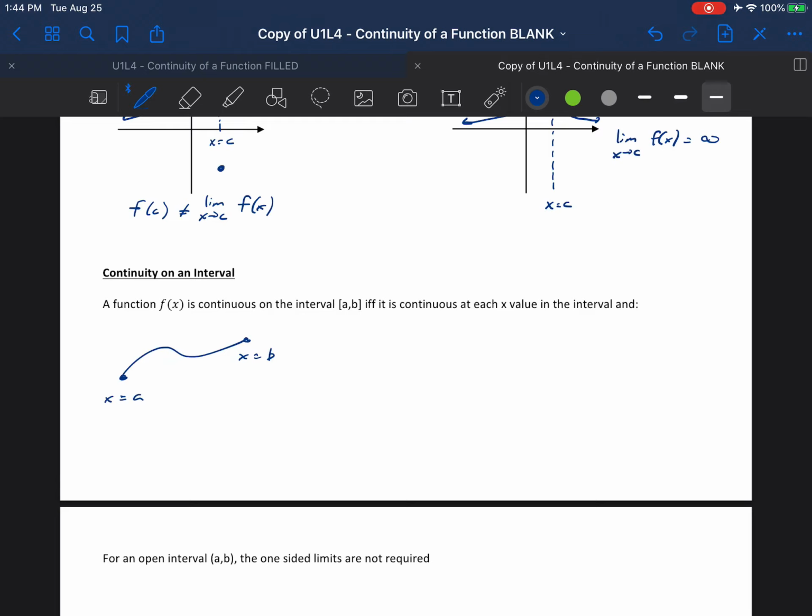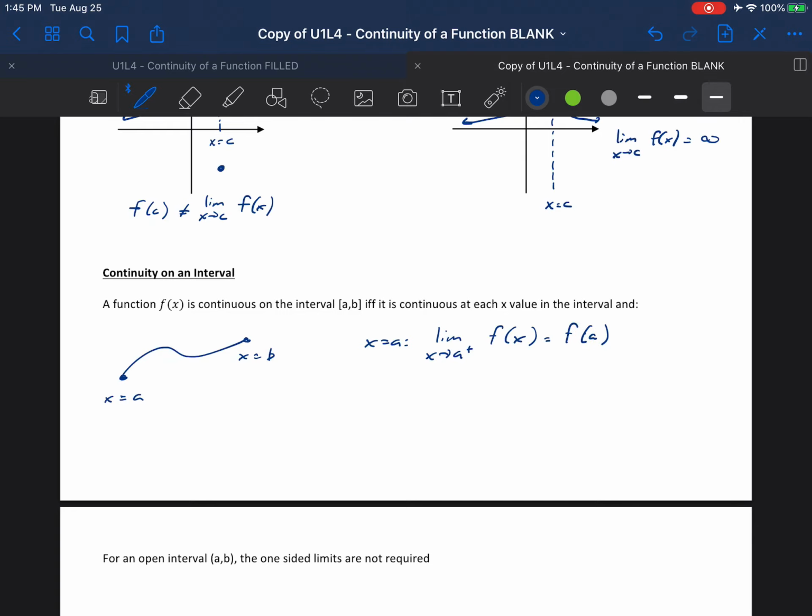All right? So the function is continuous on the interval if it's continuous at each x value in the interval. Okay? And we're going to add these two conditions for the endpoints. So at x equals a, we'll say that the limit as x approaches a from the right of f of x is equal to f of a.